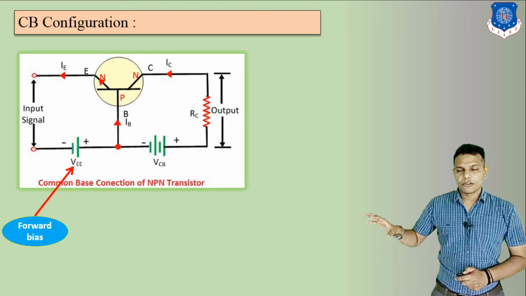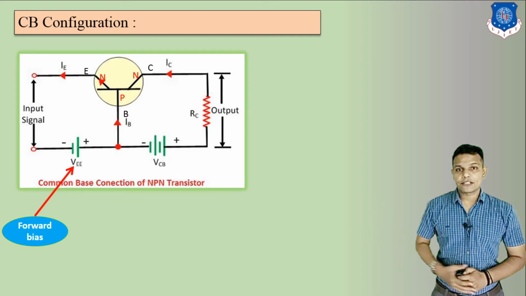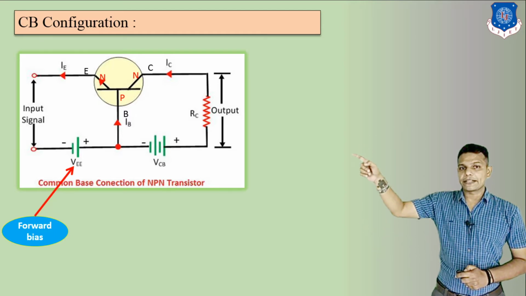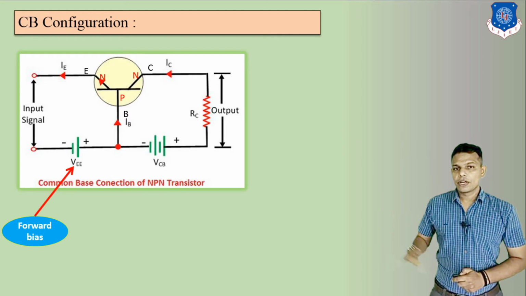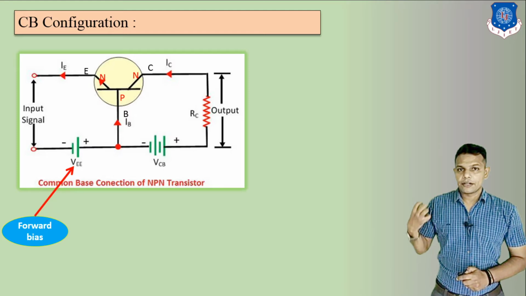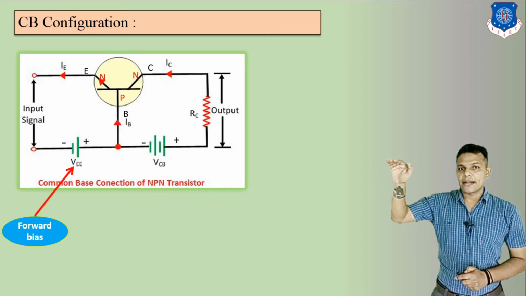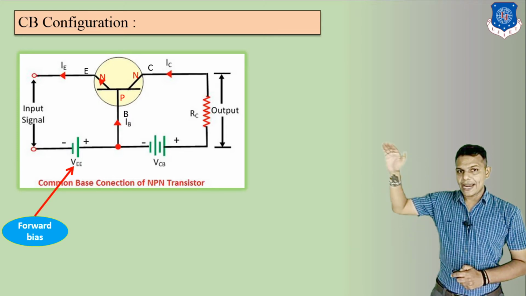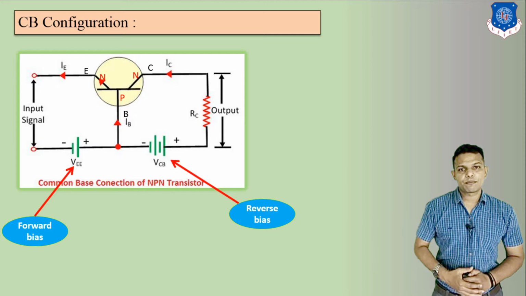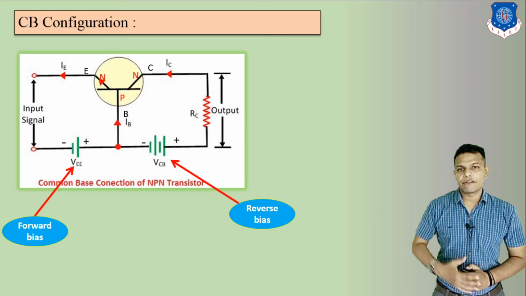Now VCB is in reverse bias. How can we connect it in reverse bias? Here we can see VCB's positive terminal is directly connected with the collector's N region. The VCB positive terminal, that means P, and the NPN's N is at the collector side. So N and P are dissimilar, that means it is in reverse bias. Like this, we can connect forward bias and reverse bias.